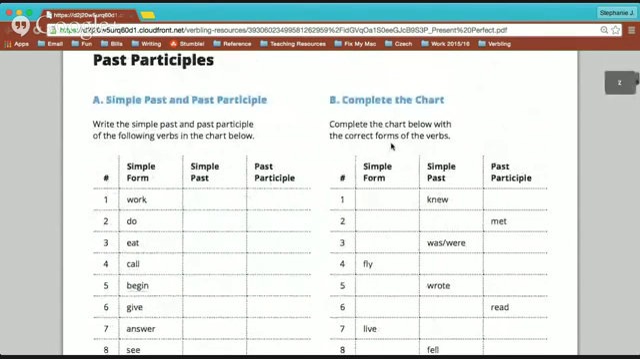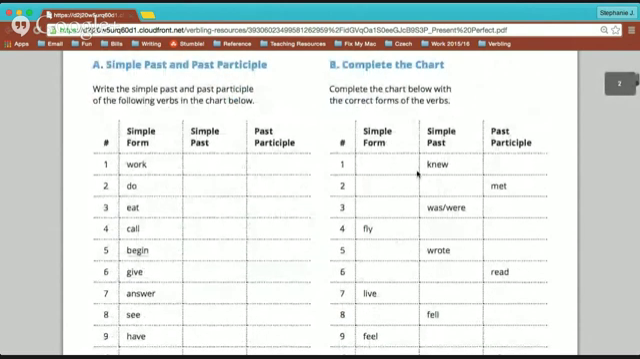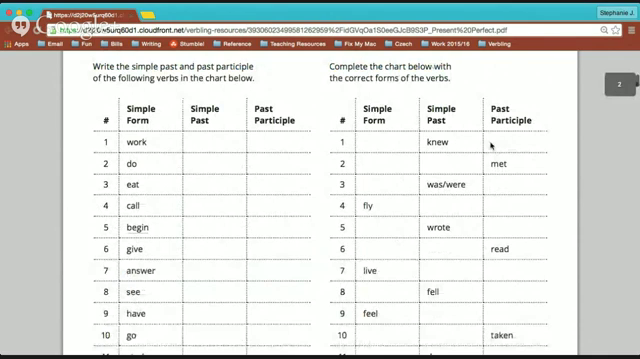Okay. The second part of the chart is missing the simple form. We'll just go through it really quickly. The past participle of know. Known. Yep, very good, so an N at the end. Met is the past participle of meet. How about number 3? The simple form is be. Past is was, were. What is the participle? Been. Very good. B-E-E-N. Excellent.